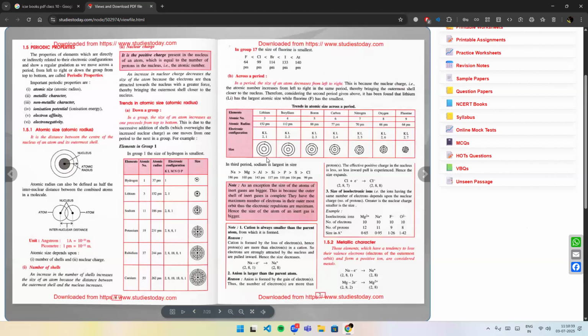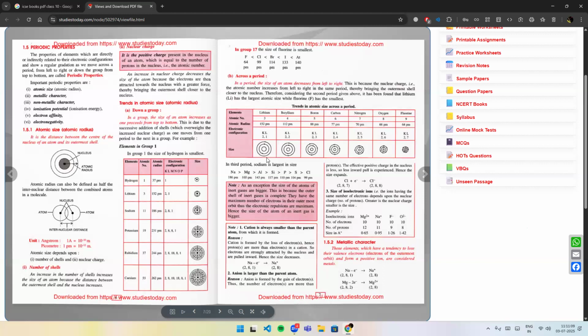Therefore, considering the second period given above, it has been found that lithium has the largest atomic size, while fluorine has the smallest. In the third period, sodium is largest in size. Note, as an exception, the size of the atoms of inert gases are bigger. This is because the outermost shell of inert gases is complete. They have the maximum number of electrons in their outermost orbit, thus the electronic repulsions are maximum. Hence, the size of the atom of an inert gas is bigger.